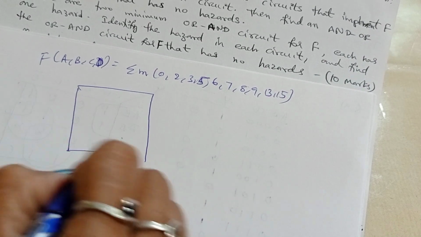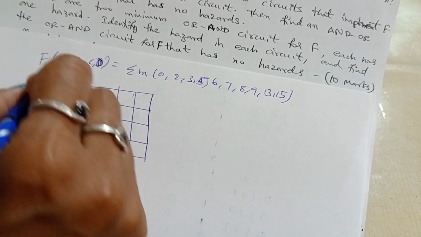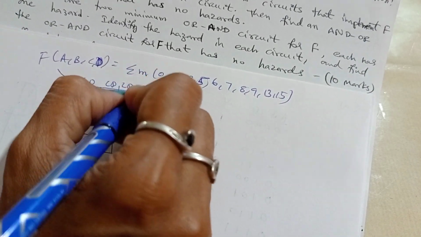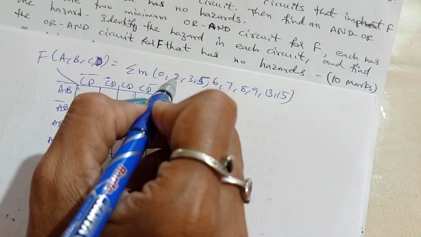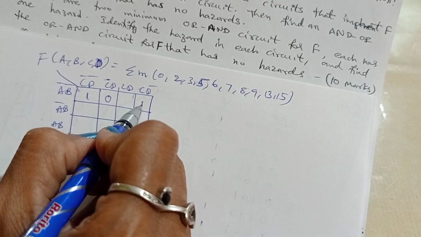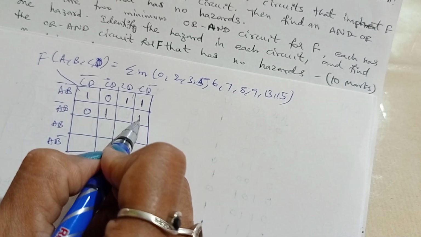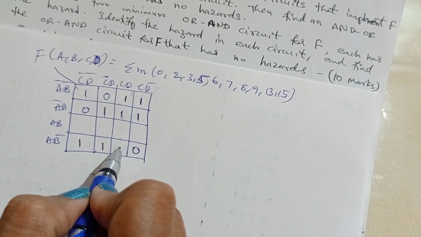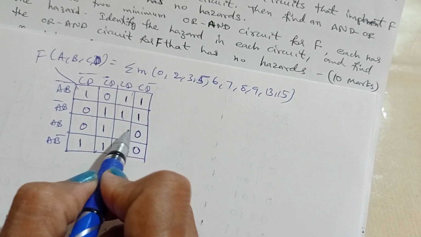K-map. AB, CD. 0, no 1, so place here 0. 2 is there, so 1. 3 is there, 1. 4 is not there, 0. 5 is there, 6 is there, 7 is there, 8 is there, 9 is there, 10 is not there, 11 is not there, 12 is not there, 13, 14 is not there, 15.